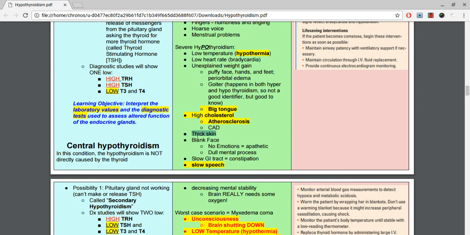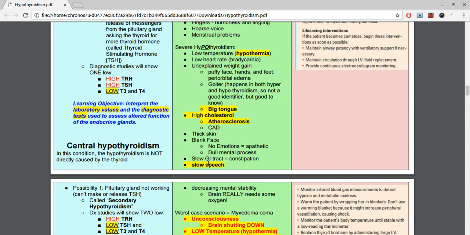So they're also going to have thick skin. They're going to have a blank face, and that ties back into the blood not getting to the brain, so the brain's not getting enough oxygen, okay? So they're not going to be able to display any emotions. They're going to look very apathetic. They're going to have a dull mental process, okay? Everything's going to be slowing down in the brain because the brain is shutting down, okay?